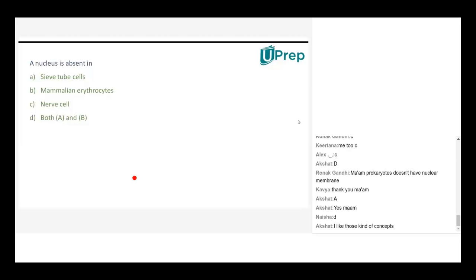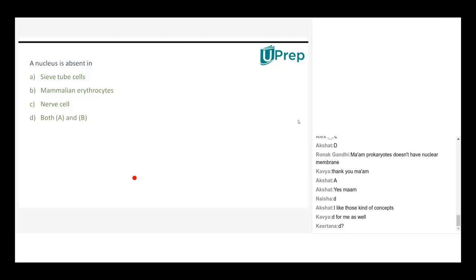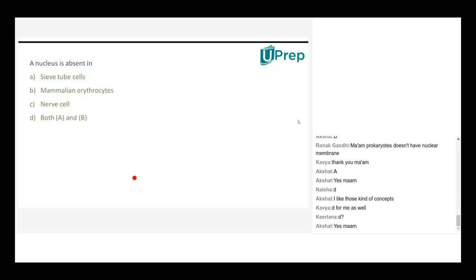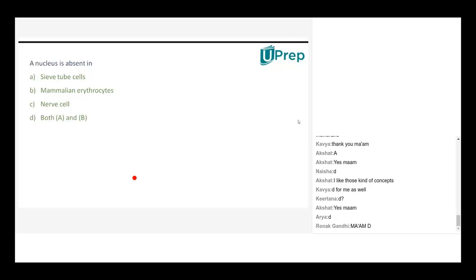RBC, WBC, all these are only cells, red blood cells, white blood cells you find inside an organism. They are not living organisms, or separate entities outside any living organism. Clear, Akshay? Kamya, you go for D. Okay. Kitana also D. Nucleus is absent. Very simple question and a strike question.